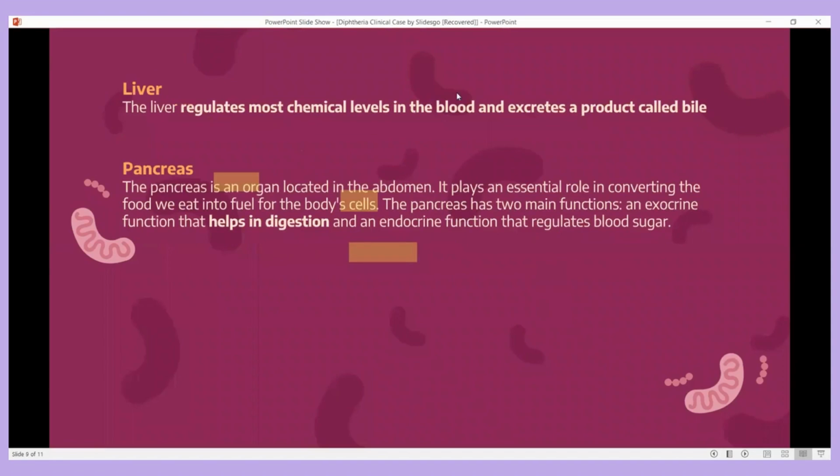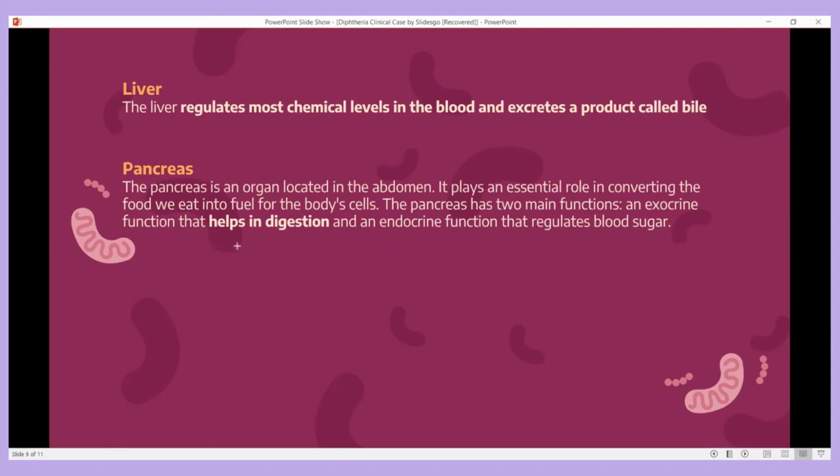One of the accessory organs is the liver, and the liver helps in purifying the blood. It's via many steps. So the liver regulates most chemical levels in the blood and excretes a product called bile. So the blood is purified by the liver.